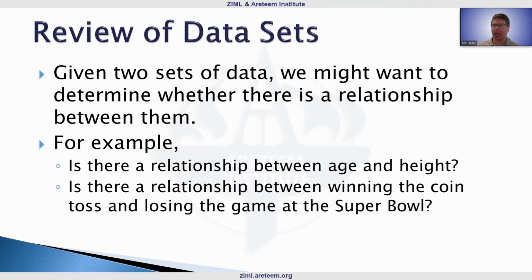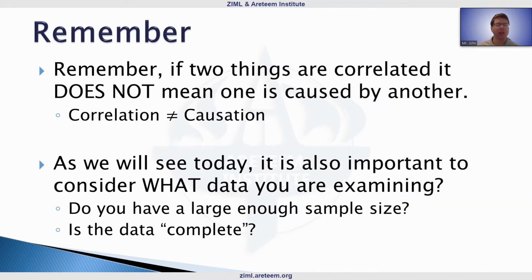Now, let's do a quick review of causation and correlation. Correlation is the mathematical determination that there's some nice relationship. When one goes up, the other goes up. When one goes down, the other goes down. That's a mathematical thing. That does not mean that one thing is caused by the other.